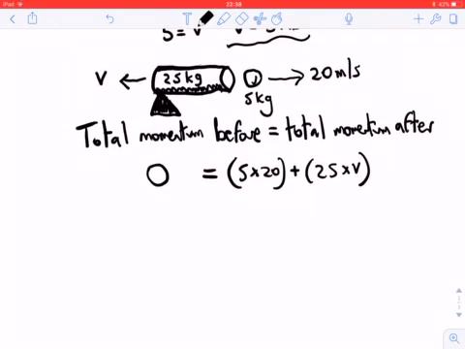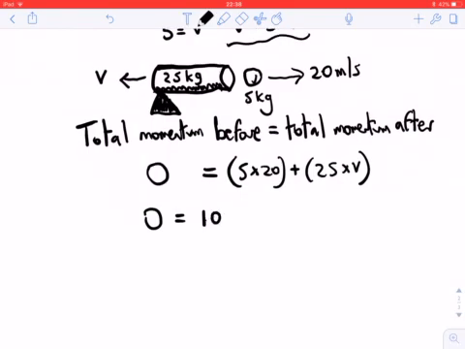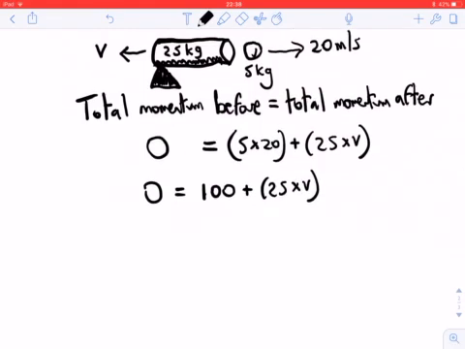Okay, so let's see if I can solve that equation. So I'm going to expand out the bracket on the left. 5 times 20 is 100 plus 25 times v. Okay, now we've got to solve that.